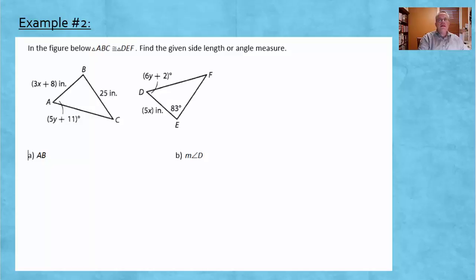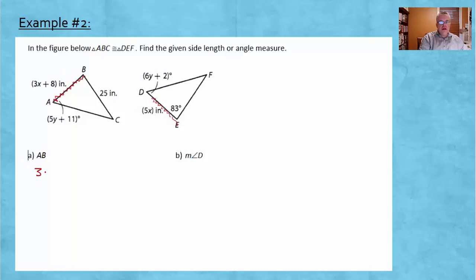Alright, so it says in the figure below the triangles are congruent. Okay, we have to be told that. Okay, so they are, and angle A matches D, B matches E, and C matches F. Okay, find the given side length or angle measures. Here we go. AB, that means the length of side AB. They want to know how long this side is. Well, it matches this side. AB matches DE. So these two have to be equal.